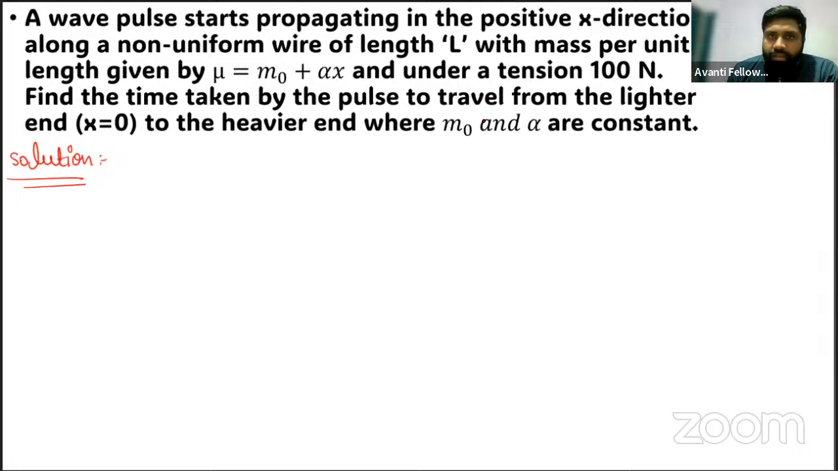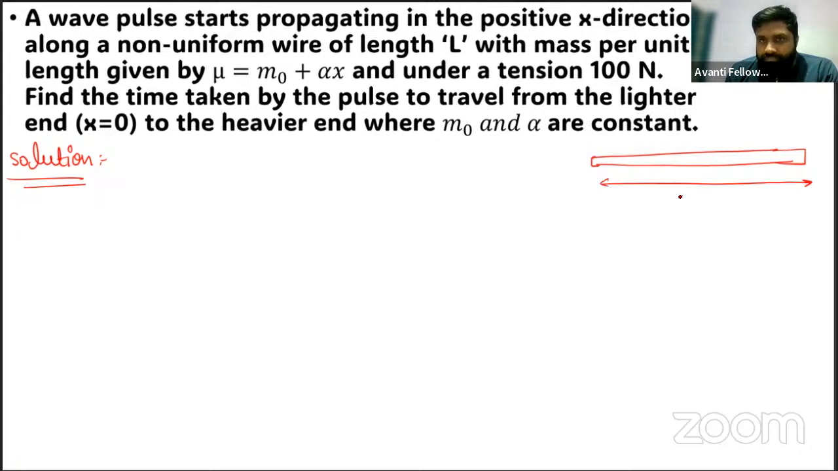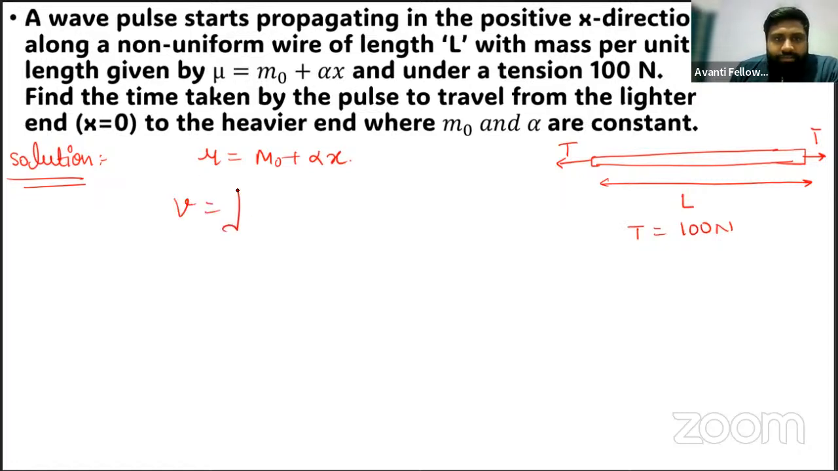So here we are given that this is a rope of length capital L, and the linear mass density is varying as m naught plus alpha x. The tension applied in the rope is T, and this T is equal to 100 Newton. Now we know that velocity in a string is given by square root of tension upon mu. Simple question. Tension is given as 100 Newton. Mu is the expression given to you, m naught plus alpha x.